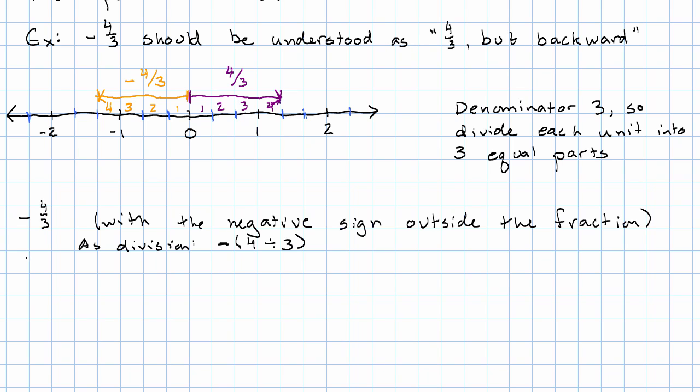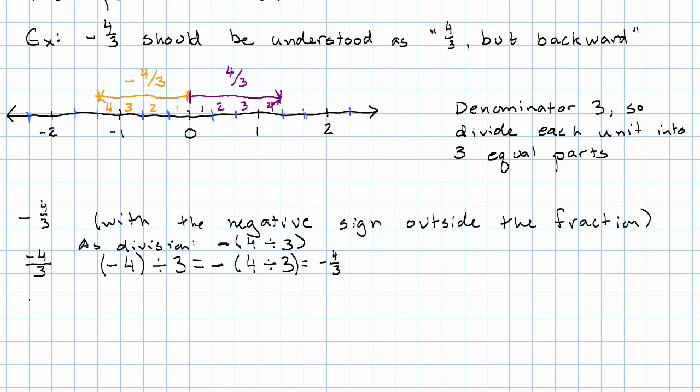What if I wrote the integer negative 4 in the numerator? Right, that would be negative 4 divided by 3. Well, remember, negative divided by positive is negative, and then we ignore the signs and divide.